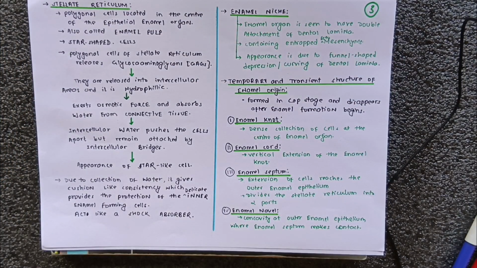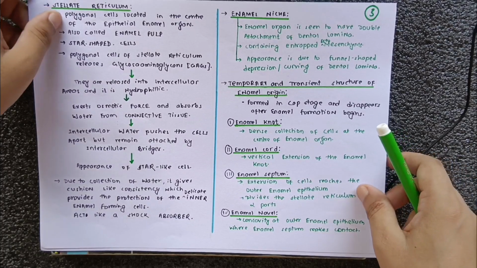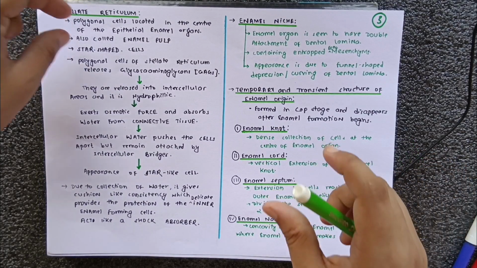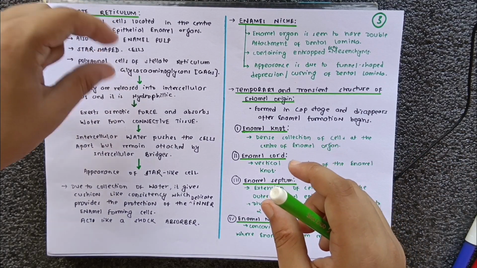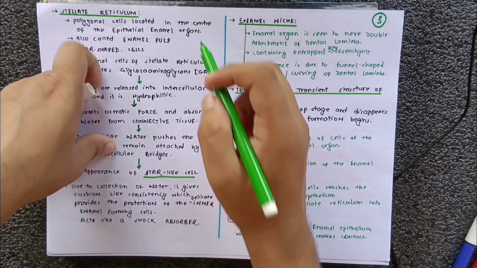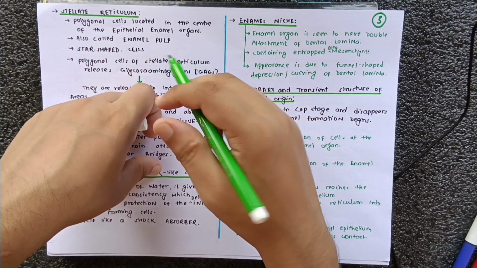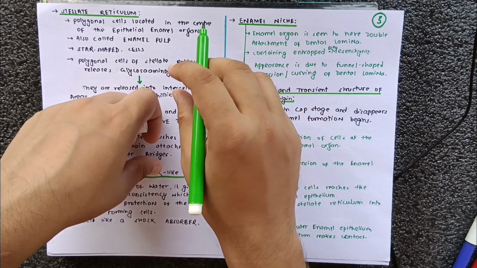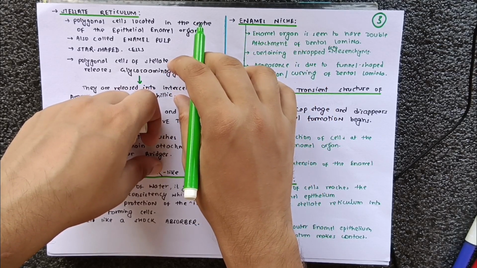Now, in another point, as I have written here, about the stellate reticulum. There is a special cell called the stellate reticulum, that is, a star-like cell. So the stellate reticulum, or star-like cell, is a distinguishing cell that appears in the cap stage of tooth development.